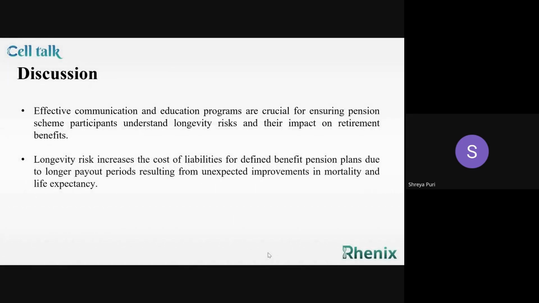So effective communication and education programs should be given to pension scheme participants so that they understand exactly what longevity risk is and how the return on the investment can impact the retirement benefits. Longevity risk does increase the cost of liabilities for defined benefit pension plans due to longer payout periods, resulting from unexpected improvements in mortality and life expectancy.